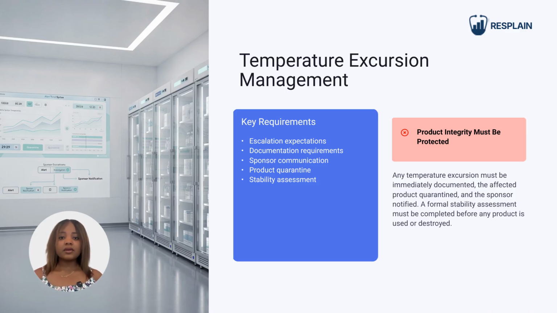The quality of documentation surrounding excursions may also receive significant attention. Missing records, delayed escalation, or unclear decision-making pathways may raise concerns regarding overall investigational product oversight. Sites should therefore maintain clear and controlled procedures for identifying, documenting, escalating, and resolving temperature-related incidents while protecting investigational product integrity throughout the study lifecycle.